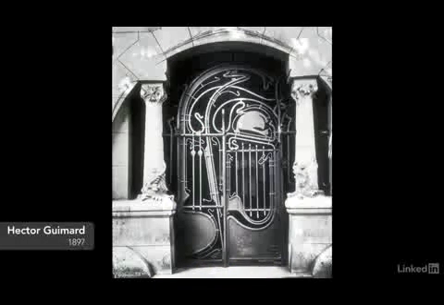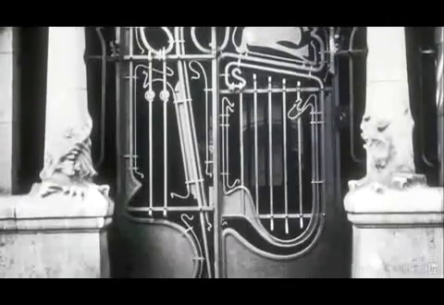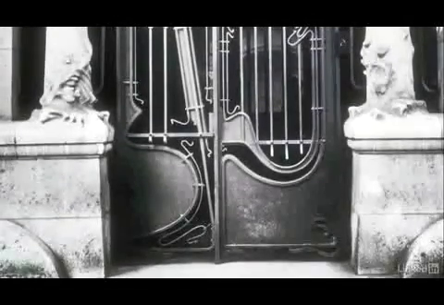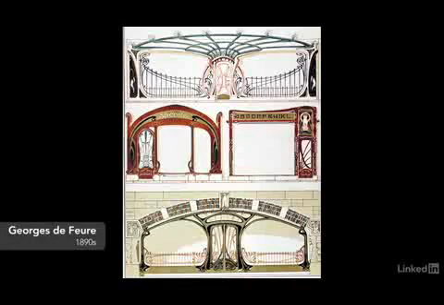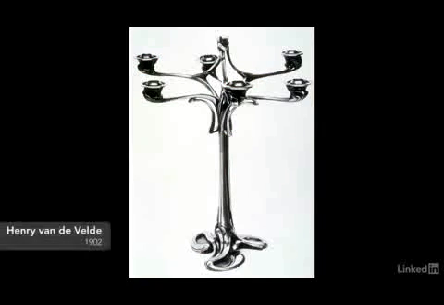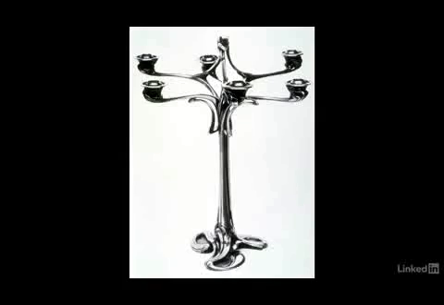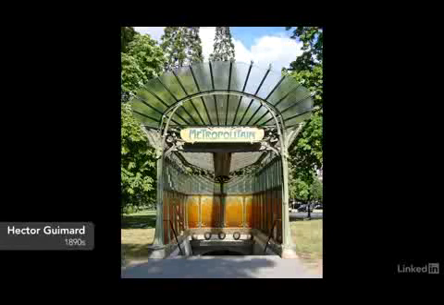Art Nouveau was more than a passing fanciful style in graphic design. The ideas of a return to natural forms also influenced architects, product designers, and furniture makers. Candlesticks, chairs, even entrances to the Paris metro adopted the Art Nouveau aesthetic.